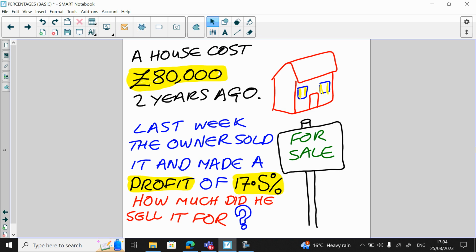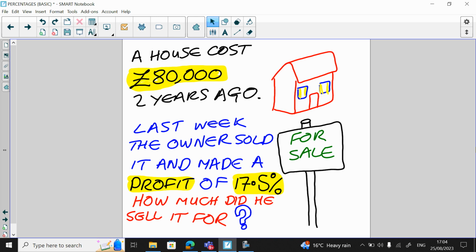Things of importance here: the cost, £80,000, the profit of 17.5%. But what does a profit mean to you? What does that word profit mean? Sometimes people say on top of, you add it on, an increase, things like that. That seems fine, as opposed to the last one where we had a reduction, we were taking something away. So profit means we're going to be adding on whatever the percentage is of £80,000.